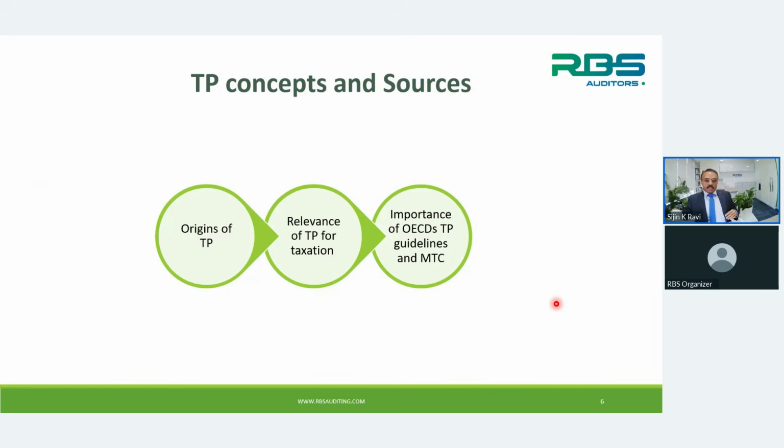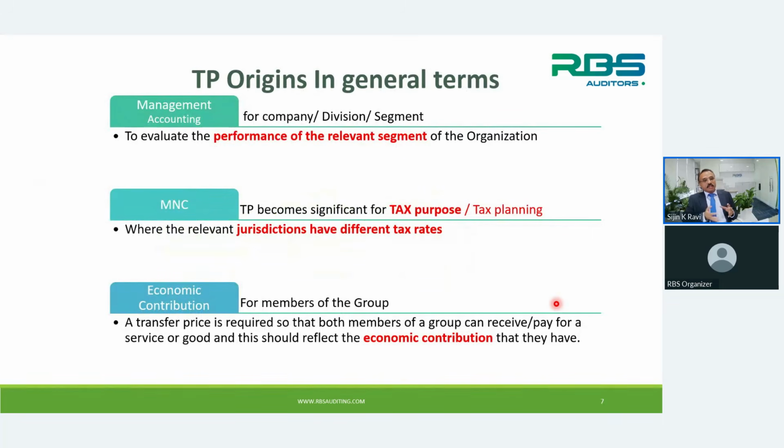In order to understand TP in detail, we have to know exactly what the origin of TP is. In general terms, that means why we are introducing TP. For example, in management accounting, to understand the performance of the relevant segment, say you have one department and another department in another location, and you want to understand the performance of each department, then you have to adopt transfer pricing.